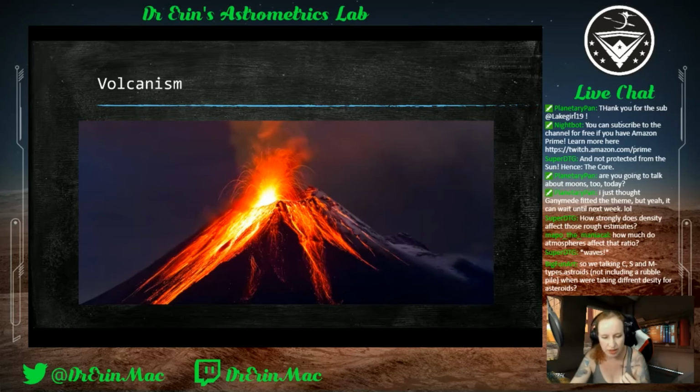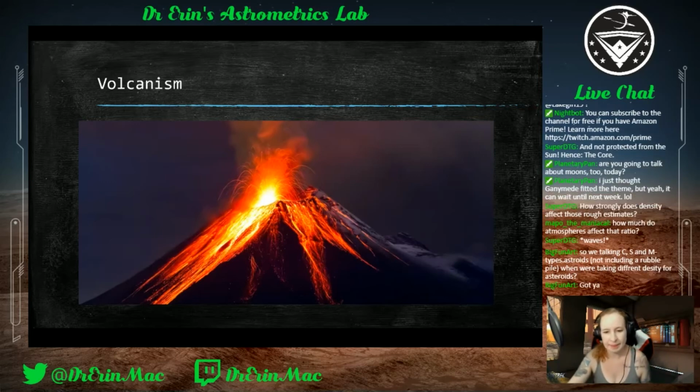So we're talking C, S, and M type asteroids, not including a rubble pile. We're talking about different density for asteroids. Oh, that's a good question. So I was referring to the density of the crust, not the density of the asteroid itself. If that's what the question is, that's a little bit different. That's a good point. But yeah, let's look up those different, because I don't have those off the top of my head, what those are made out of individually, how the density of the asteroid affects it.